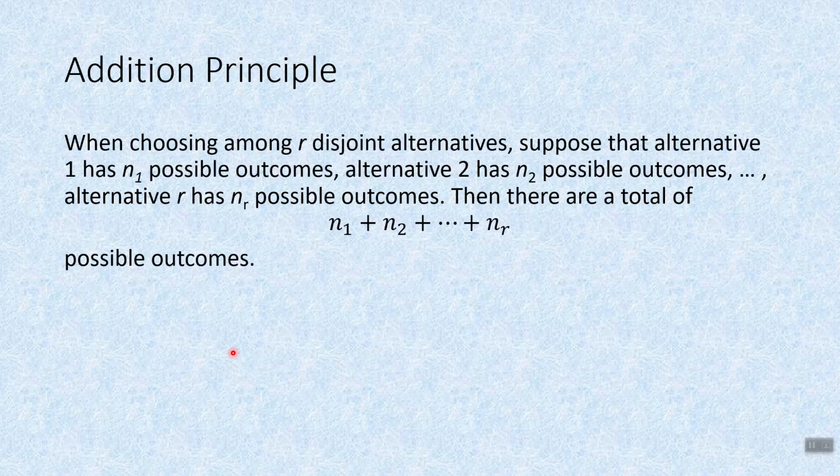The addition principle tells us that we're going to add some things. That's why we call it the addition principle. So when choosing among our disjoint alternatives, let's slow down here. Disjoint, meaning they don't have anything in common.